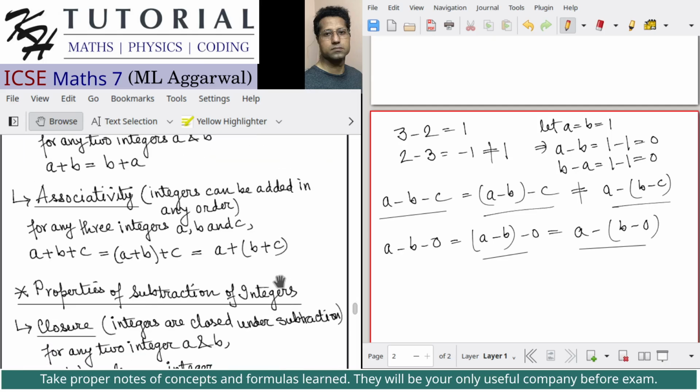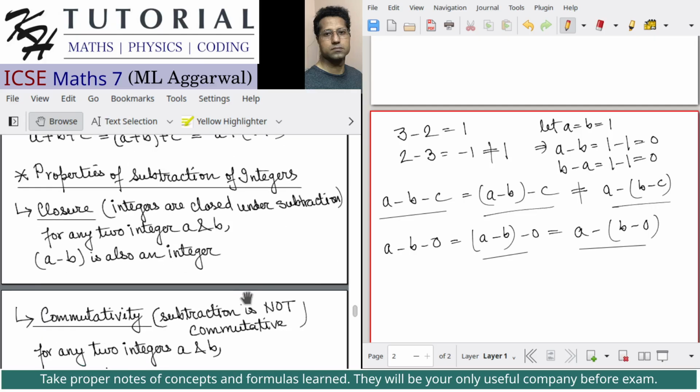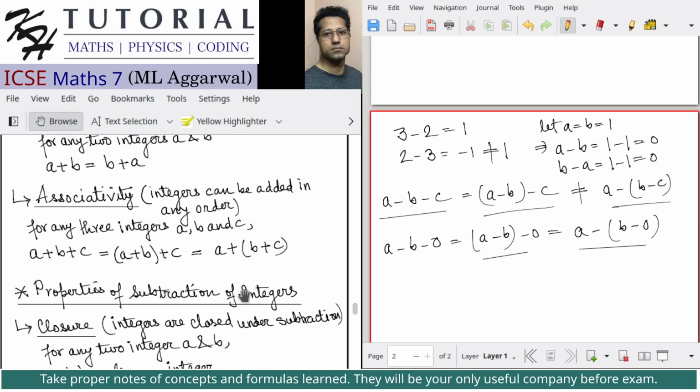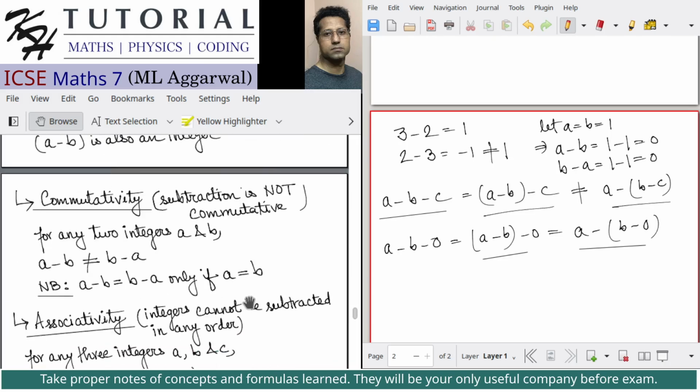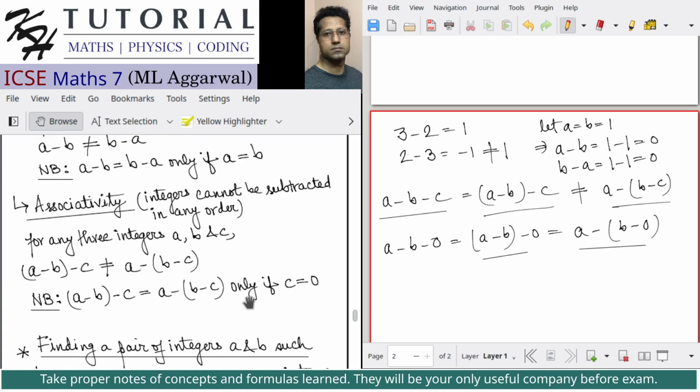Associativity: the addition operation is associative. That is, we can add three integers in any order. First we can add the first two integers and then add the third one, or we can add the last two integers and then add the first one. But this is not true in general for subtraction. So subtraction is not associative, but the addition operation is associative. Subtraction will be associative only when c is equal to 0.